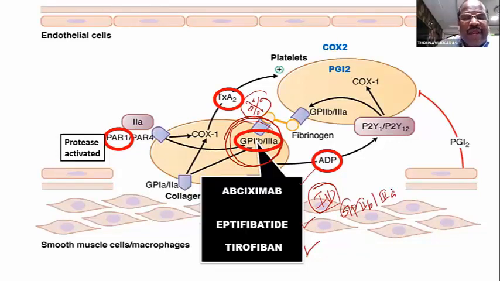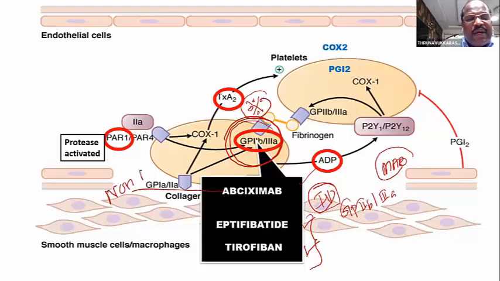Again, one question: name the monoclonal antibody having antiplatelet activity. Think of abciximab. The other two drugs are eptifibatide and tirofiban. Again, an important point you should know: abciximab undergoes non-renal excretion, so it is safe in kidney failure. Whereas eptifibatide and tirofiban undergo renal excretion, so be careful in patients with kidney disease.